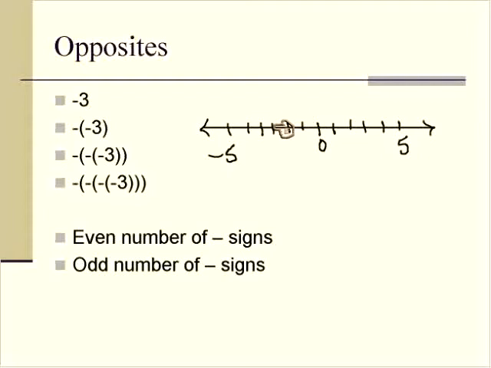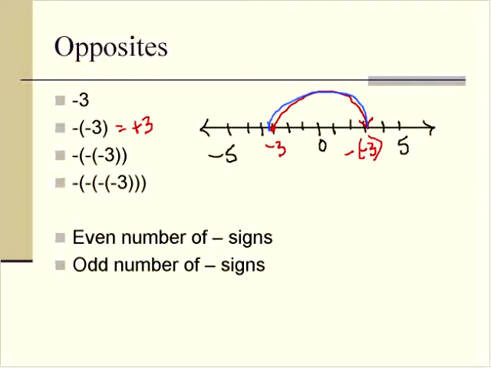So when I have negative 3, 1, 2, 3 here at negative 3, the opposite of that would be 1, 2, 3 units away on the positive side. So here is negative 3. The opposite of that, and we denote opposite with a negative sign, is here at positive 3.